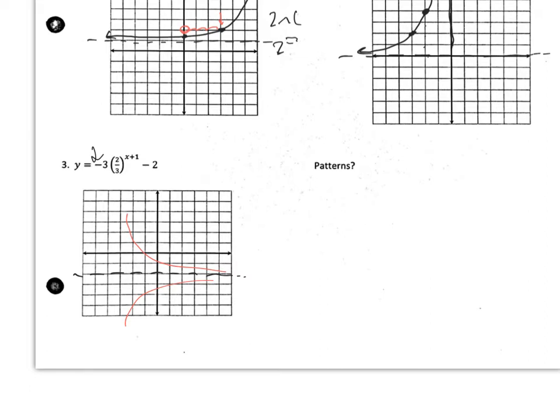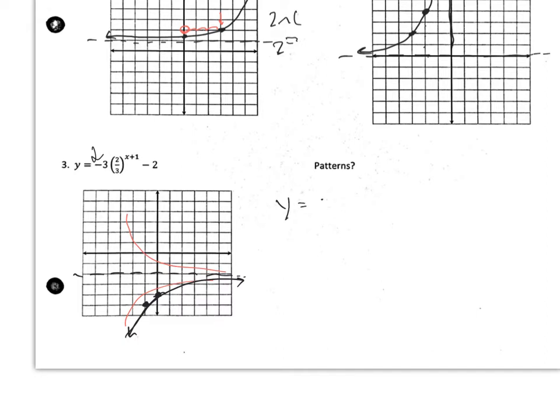So let's get some points here. From the table, we have the point 0, -4. That's 2, 3, 4. I'm just going to draw it right on top of my little sketch there. We also have the point -1, -5. So my sketch was pretty close, but this is really where the graph is. So that's exponential decay.